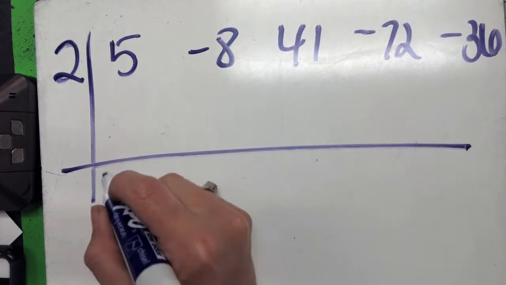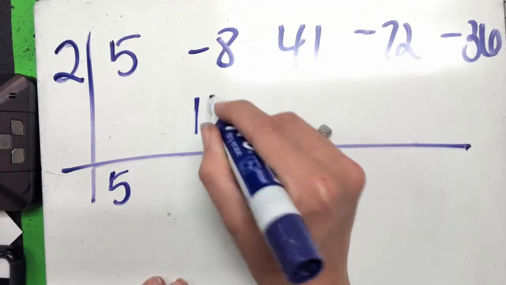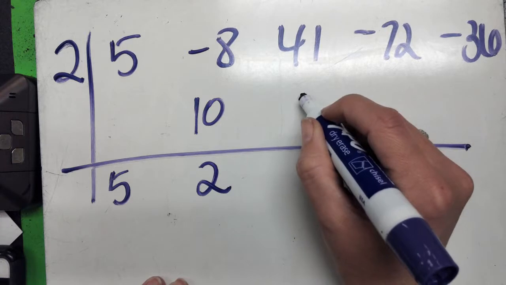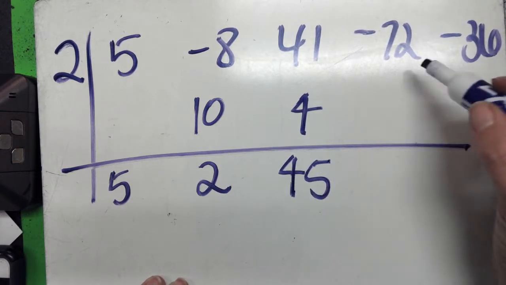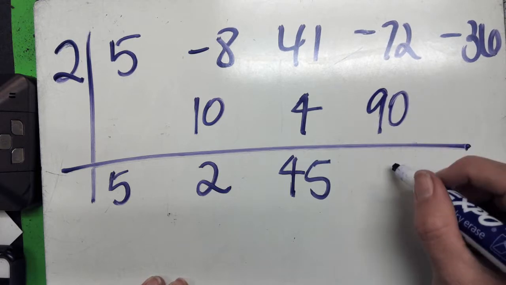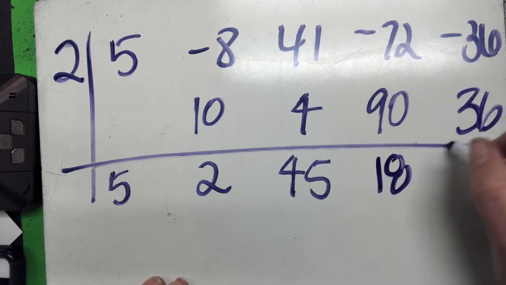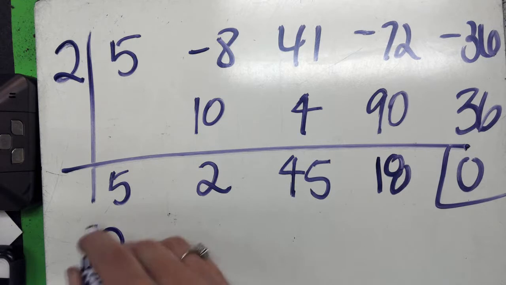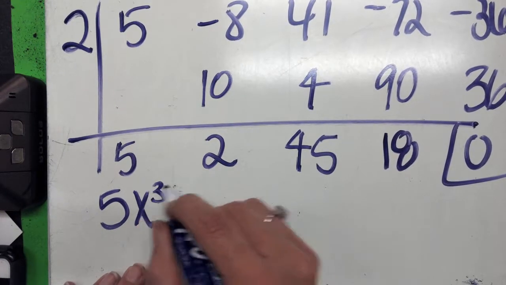Alright, what goes here? Here? Here? And here? And 45. 45 times 2 minus 72 times 2. Very good. So now what do we do? Good. So 5x to what power? Third. Good.